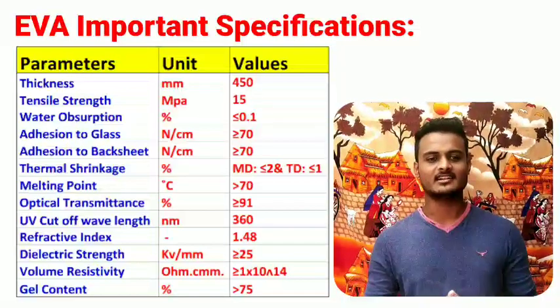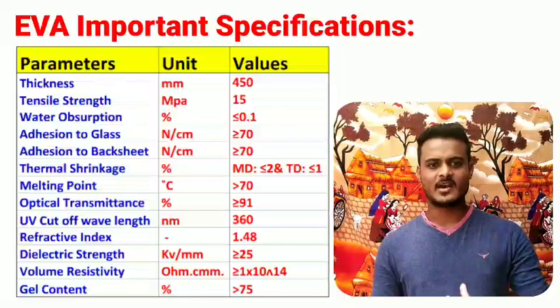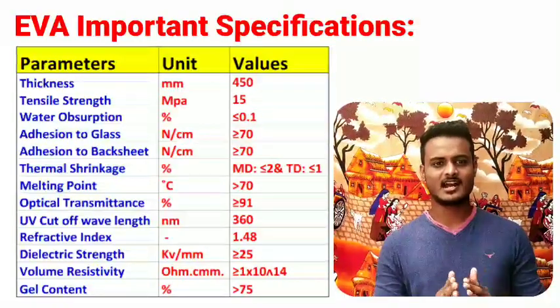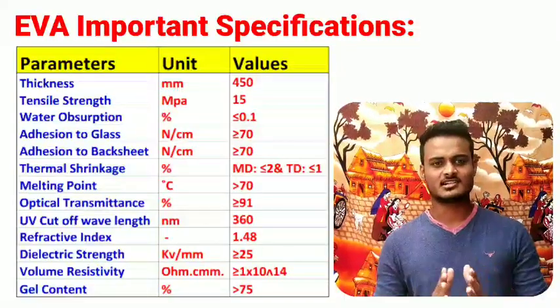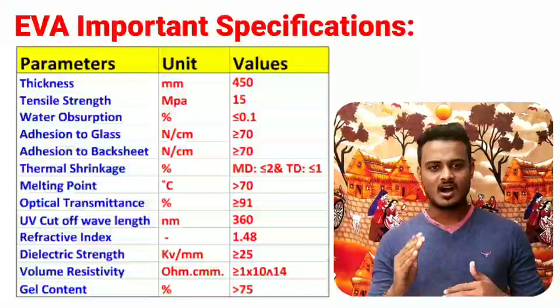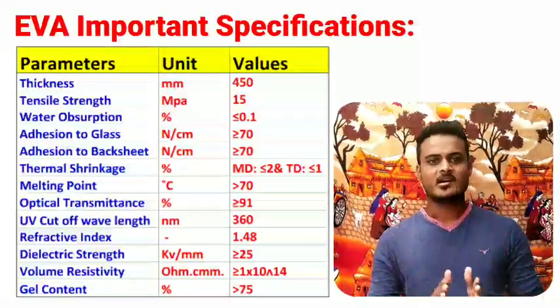The gel content is very important among the EVA specific quality parameters. I will explain gel content and peel strength tests clearly in the next session. For gel content we need greater than 75%. All these parameters are very important to the EVA raw material properties.